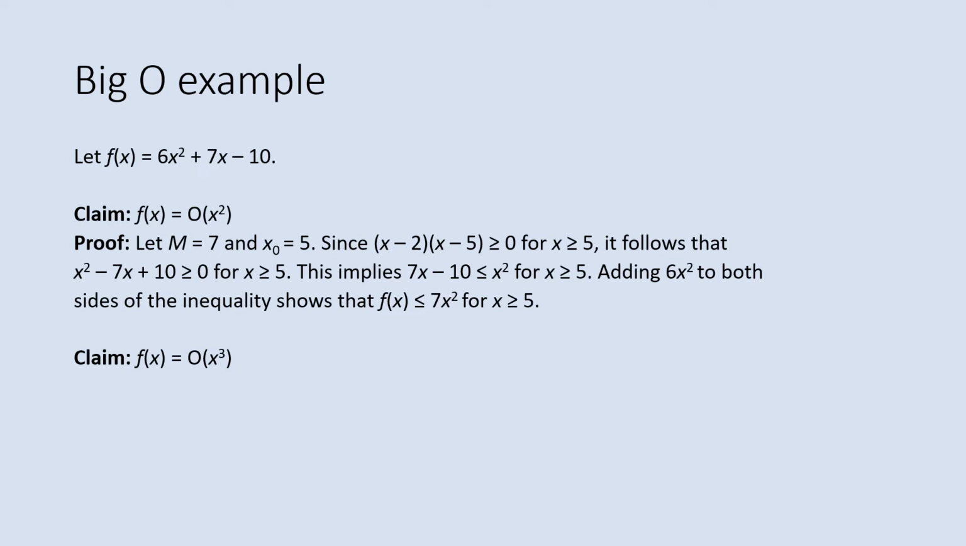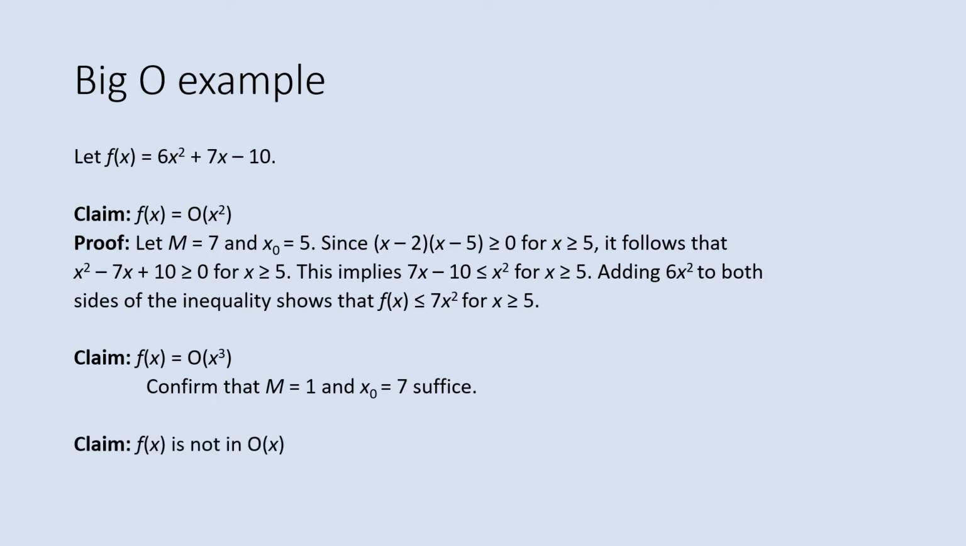On the other hand, f of x is also big O of x cubed. In this case, if we set m equal to 1 and x naught to 7, then 6x squared plus 7x minus 10 would always be less than or equal to x cubed. Again, so long as x was greater than or equal to 7. Again, where do those come from? From looking to see what values will make that relationship hold.